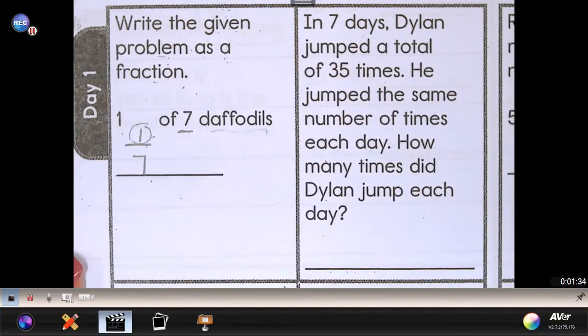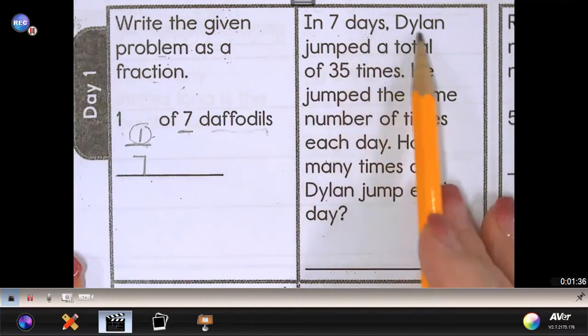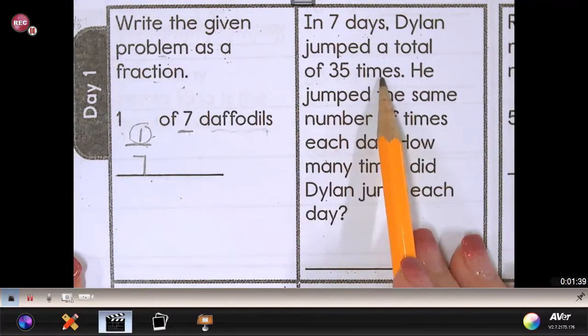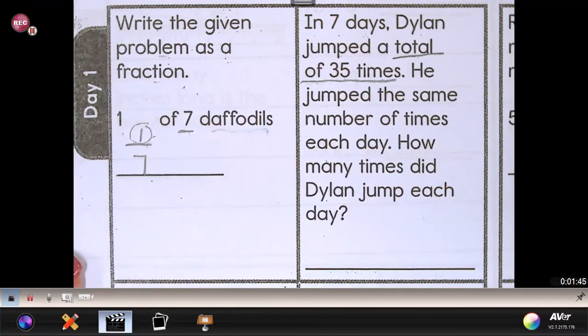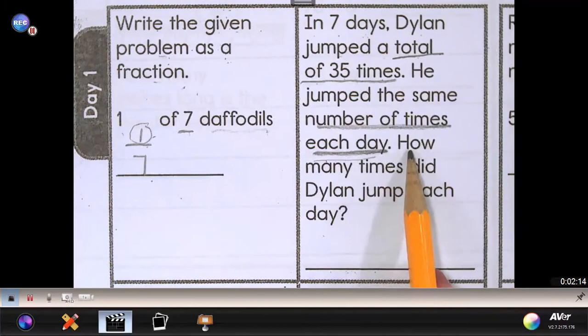It's a word problem. So it says in 7 days, Dylan jumped a total of 35 times. So it says a total here. If we know the total, this may give you a clue. It could be subtraction and we could take away parts, or it might be division, right? Well, it says he jumped the same number of times each day. Well, if he jumped the same number of times each day, then this is probably going to tell us that we're using division.